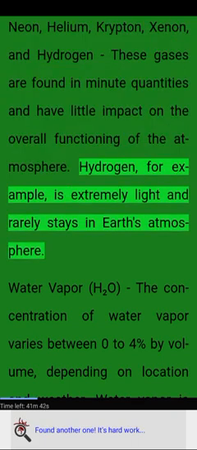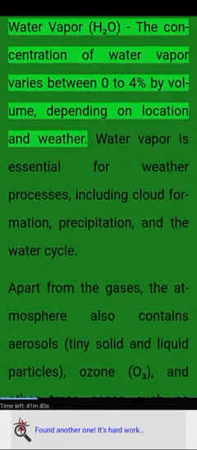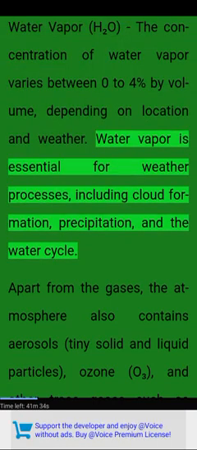functioning of the atmosphere. Hydrogen, for example, is extremely light and rarely stays in Earth's atmosphere. Water vapor, H2O: the concentration of water vapor varies between 0 to 4% by volume, depending on location and weather. Water vapor is essential for weather processes, including cloud formation, precipitation, and the water cycle.